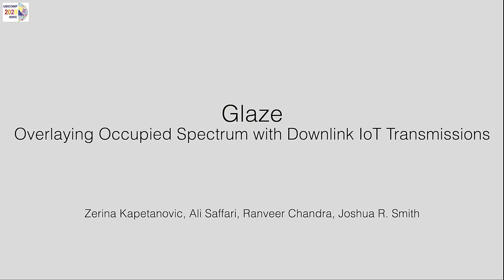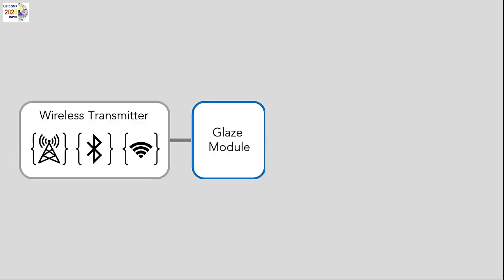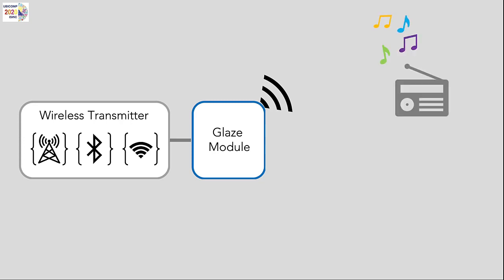Glaze is a communication system that overlays data on top of existing wireless signals to enable a new channel for downlink communication. A Glaze module connects to the antenna port of an existing wireless transmitter, for instance a FM transmitter, and modulates data on top of the FM broadcast by introducing small amounts of attenuation to the RF signal. Legacy receivers, such as FM radios, continue to receive the FM broadcast without noticeable interference, while a Glaze receiver also receives Glaze packets.